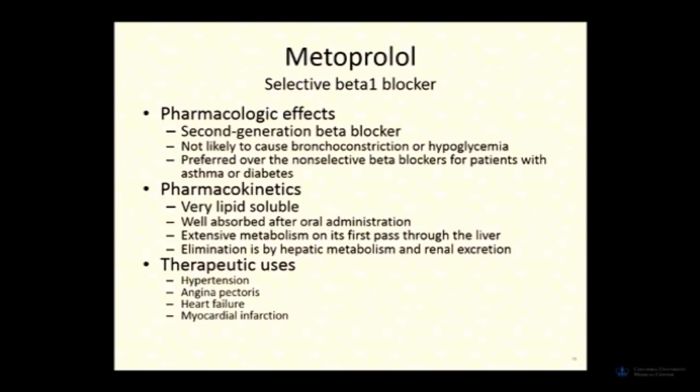Metoprolol. It's a selective beta-1 blocker. It's a second-generation beta-1 blocker. It's a very, very common drug. It's not likely to cause bronchoconstriction or hypoglycemia. So it's a preferred beta blocker for asthmatics and diabetics. It's also very lipid soluble. It's well absorbed through oral administration, but also has extensive metabolism through the liver, first pass through the liver. And it's eliminated by hepatic metabolism and renal excretion. Therapeutic uses: hypertension, angina, heart failure, myocardial infarction.